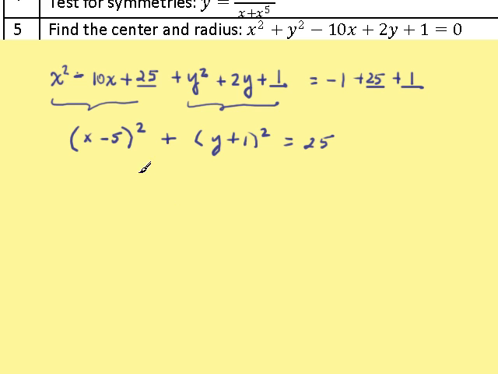And let's remember that the 5 is h, and here k, which is the y-coordinate of the center, is -1. So the center is, if this is negative, the coordinate will be positive. The center is 5, and this is positive, so the coordinate will be negative. It's the opposite. Center 5, minus 1. And this is the radius squared, so the radius is square root of 25, which is 5.